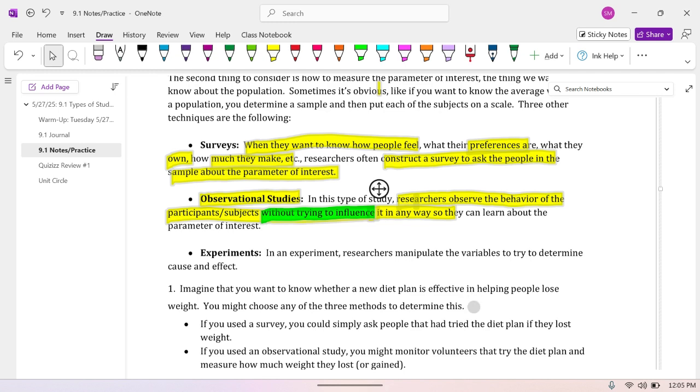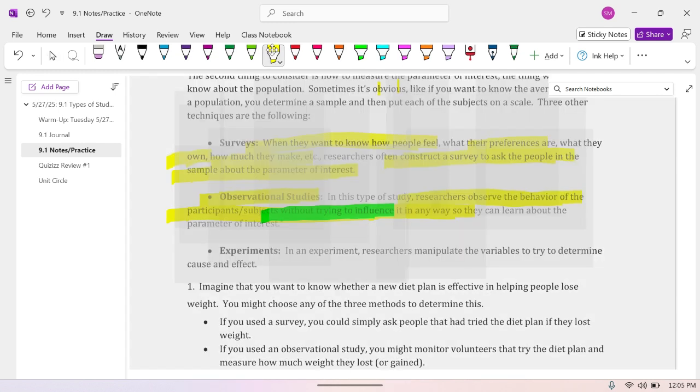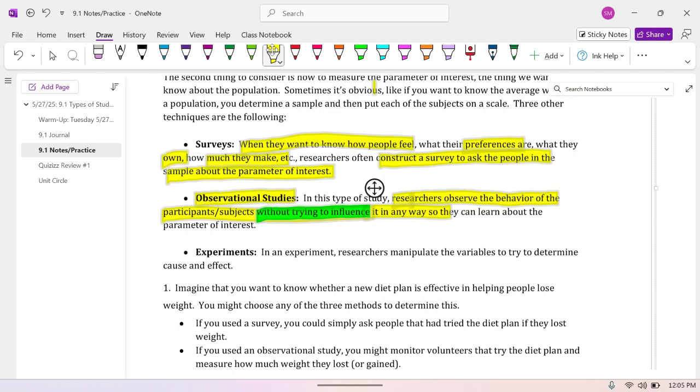All right. Then experiments. In an experiment, researchers manipulate the variables to try and determine cause and effect. So again, medical research, that's probably the most common. A lot of psychological research too. So if I do this to you, how will you react? That's psychological research in a nutshell. All right.